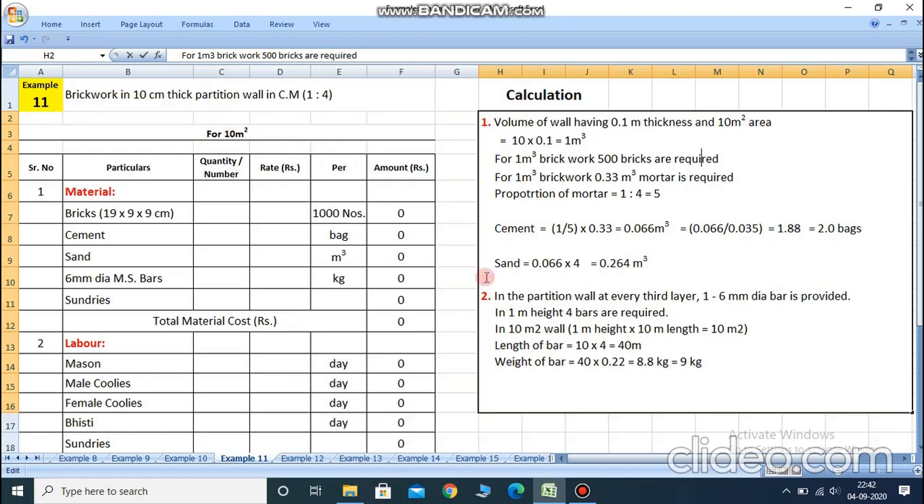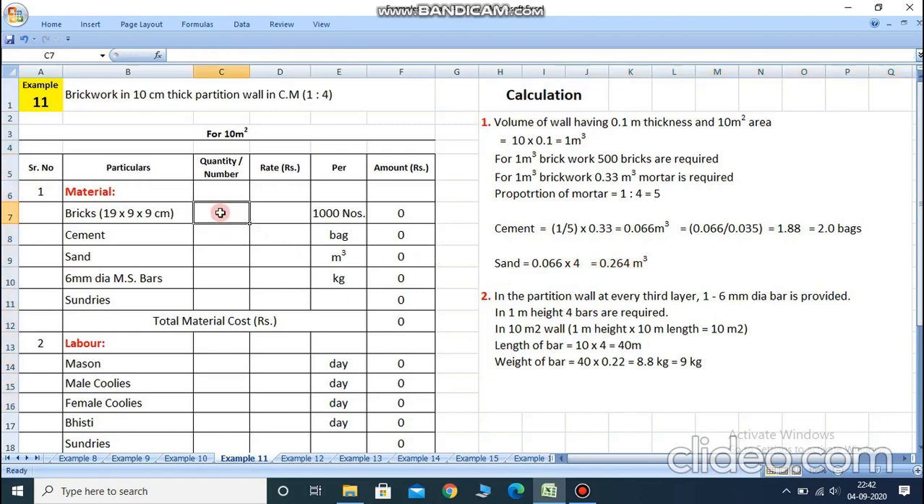The sand quantity is 0.066 multiplied by 4, because there are 4 parts of sand. So 0.264 cubic meter is the sand quantity. Let's rewrite: we require 500 bricks, then the cement quantity is 2 bags, and the sand quantity is 0.264.